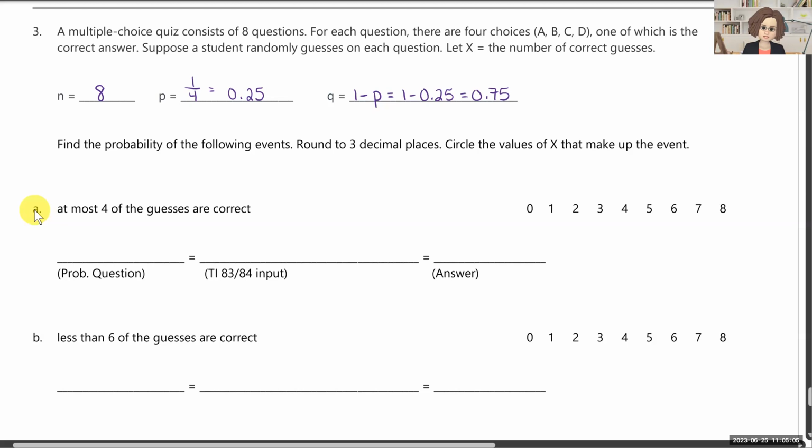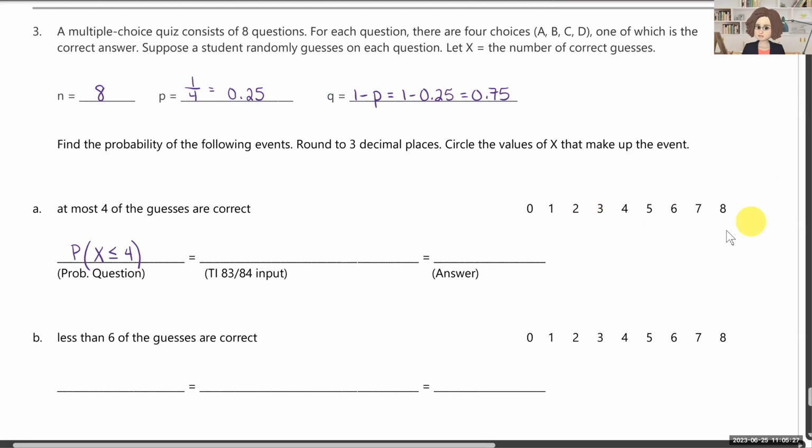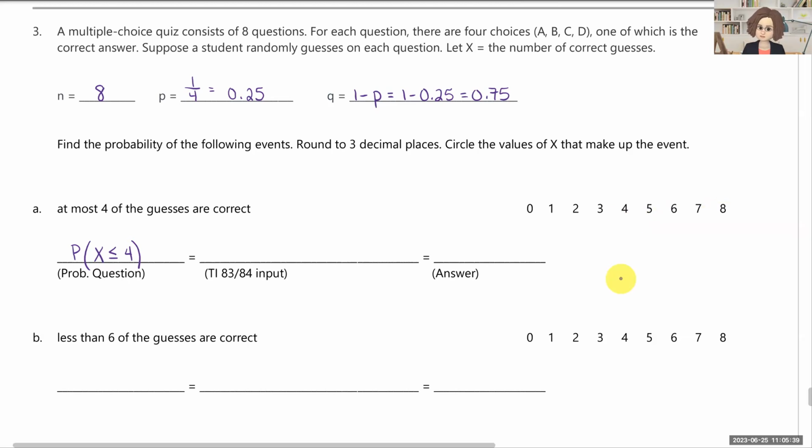So find the probability that at most 4 of the guesses are correct. So at most 4 means 4 at the max. So X is our variable for correct guesses. At most 4 would be less than or equal to 4. So here are the possibilities. A student could get none of them correct, all the way up to possibly getting all 8 correct, but we want at most 4. So at most 4 would be 4 of them, or 3, or 2, or 1, or 0.